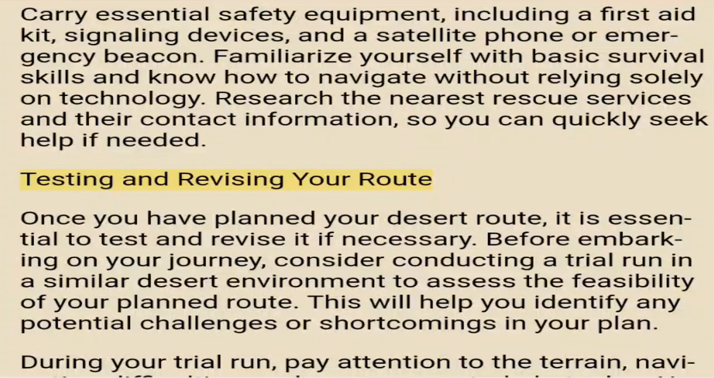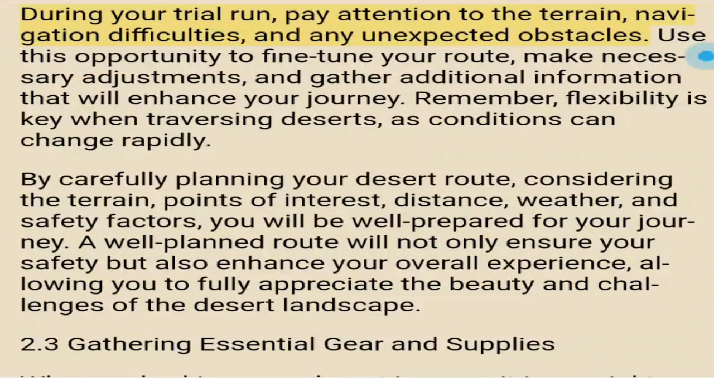Testing and revising your route. Once you have planned your desert route, it is essential to test and revise it if necessary. Before embarking on your journey, consider conducting a trial run in a similar desert environment to assess the feasibility of your planned route. This will help you identify any potential challenges or shortcomings in your plan. During your trial run, pay attention to the terrain, navigation difficulties, and any unexpected obstacles. Use this opportunity to fine-tune your route, make necessary adjustments, and gather additional information that will enhance your journey. Remember, flexibility is key when traversing deserts, as conditions can change rapidly.